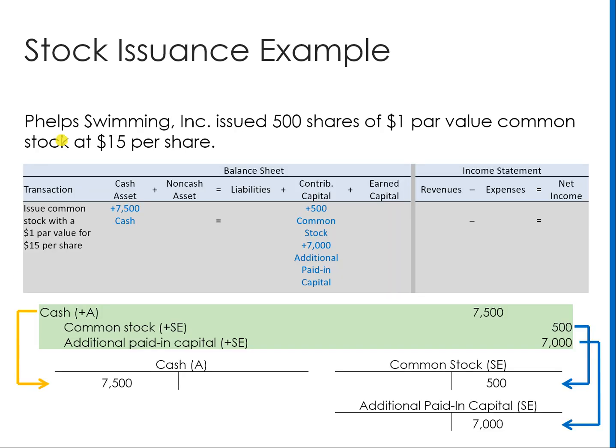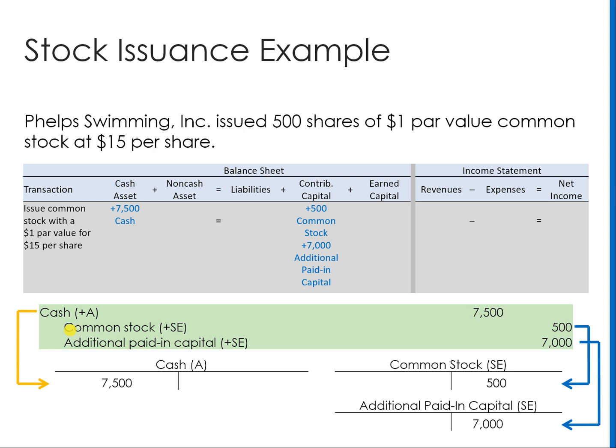And here we have an example. This company issued 500 shares of $1 par value common stock at $15 per share. Therefore, the total proceeds from the issuance was 15 multiplied by 500, which is a cash amount, $7,500. So we debit cash $7,500. It's total proceeds, so we can allocate the total proceeds into two accounts.